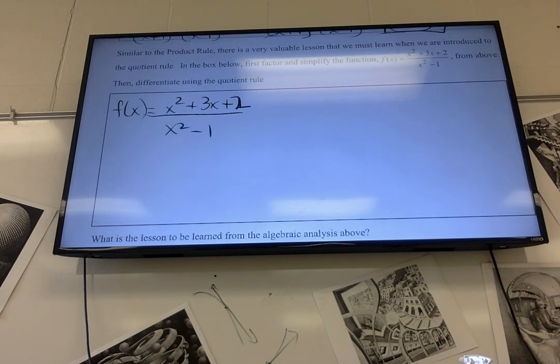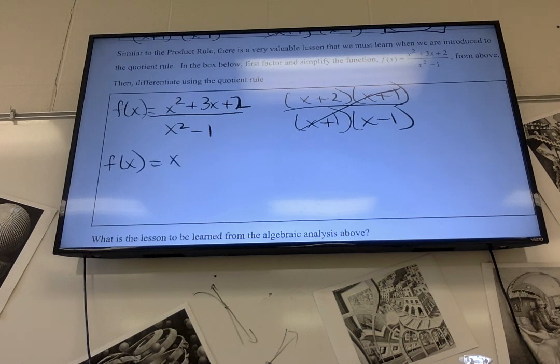What are you going to take out of that? Well, on top, you can factor out x plus 2 and an x plus 1, right? And on bottom, that's the difference of 2 squares. So see, the x plus 1's cancel. And if I factor this, I should get the same answer that I got up above. Not factor, derive.